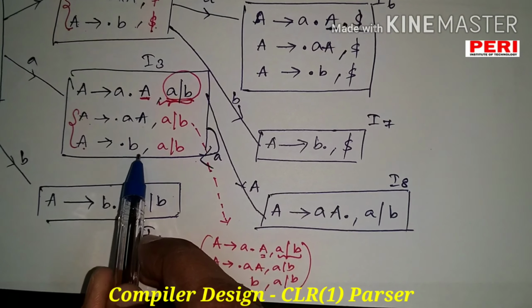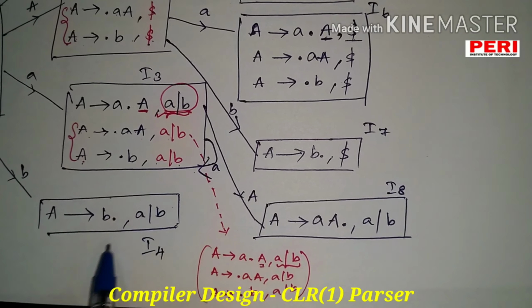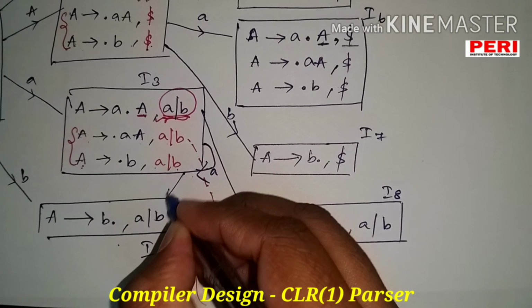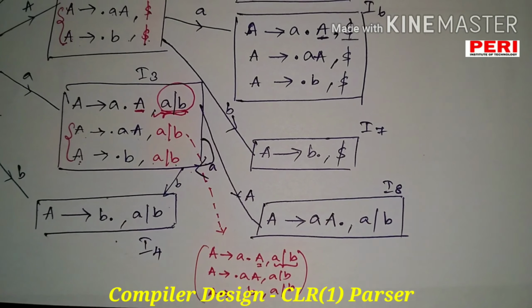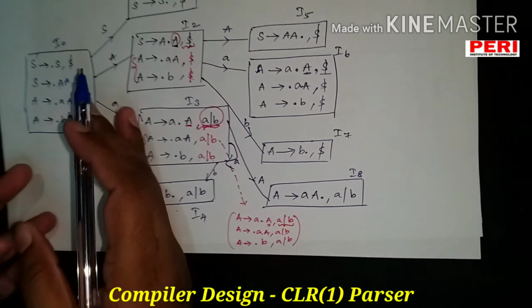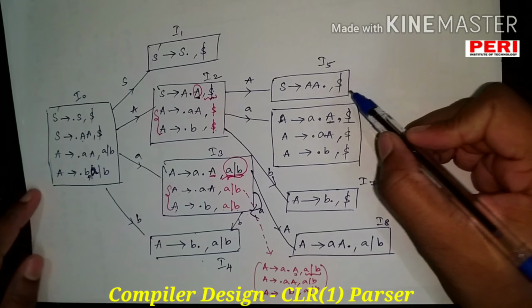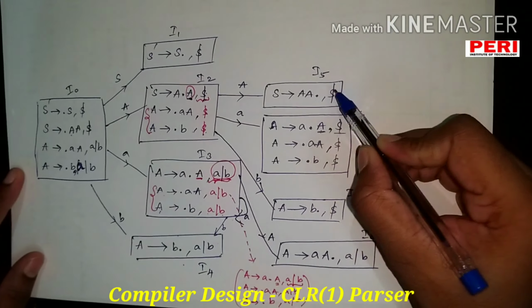And similarly for this one, if I work on it, I will be getting A tends to B dot, comma, A or B. I have it already, therefore I am just going to link it with this and write it as small b. Okay, so the first stage is over and we have got the second stage. On checking this state, we have reached the end of the production, so this is over.